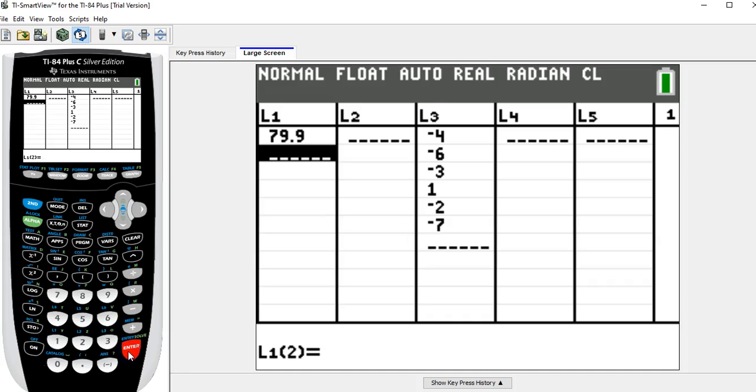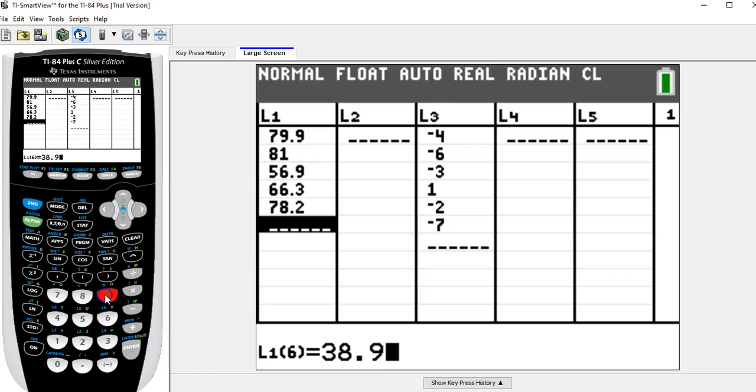79.9, 81.0, I'll just enter 81 for that, 56.9, 66.3, 78.2, 38.9. Okay, those are the x values.